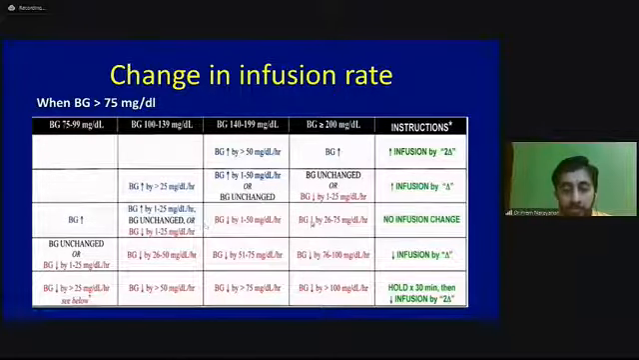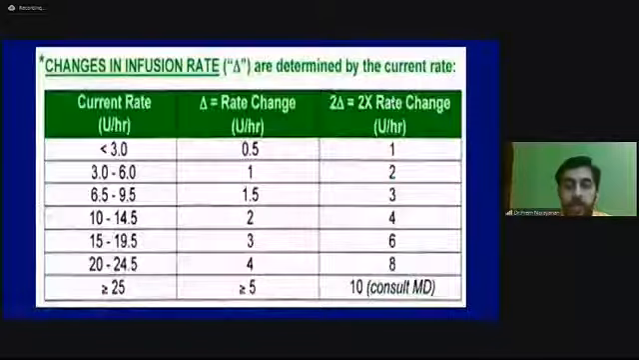Again, you will have to choose the row, and then look into the instruction column. From the instruction column, you will have to look into the current rate. You will have to see which is the current rate, and then if it is delta, you will have to add or reduce the delta, or if it is 2 delta, then you will have to add or reduce the 2 delta.